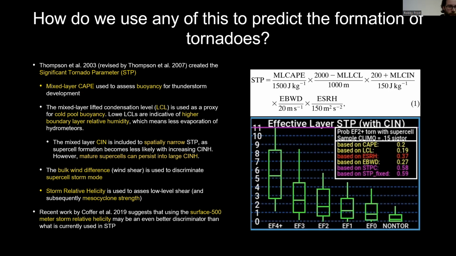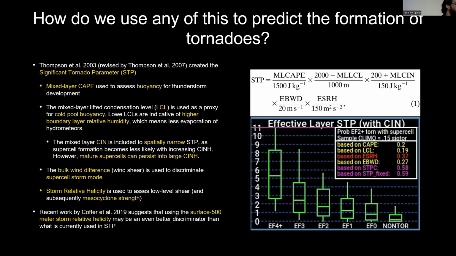The bulk wind difference and wind shear is used to discriminate between supercell storm mode. That should make sense after the hodograph lecture you guys just heard. Storm relative helicity for the low level shear. Same caveats with a storm relative wind magnitude versus the streamwiseness of the vorticity. That issue with storm relative helicity still exists in this case as well. So you still have to interrogate your individual profiles and come to your own conclusions. You can't, again, fully composite everything all the time. And then recent work by Bryce Coffer suggests that the surface to 500 meters storm relative helicity may be an even better discriminator than what is currently used in STP.